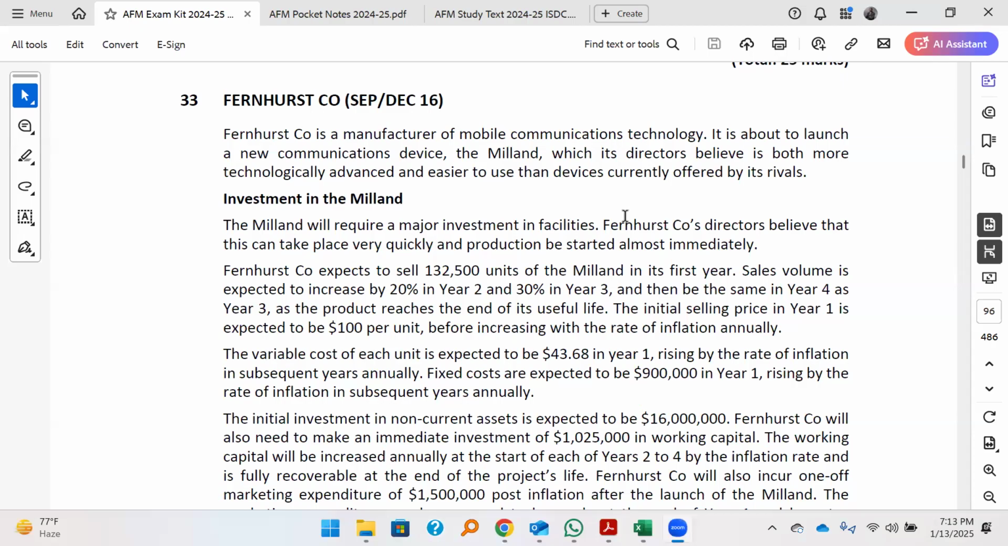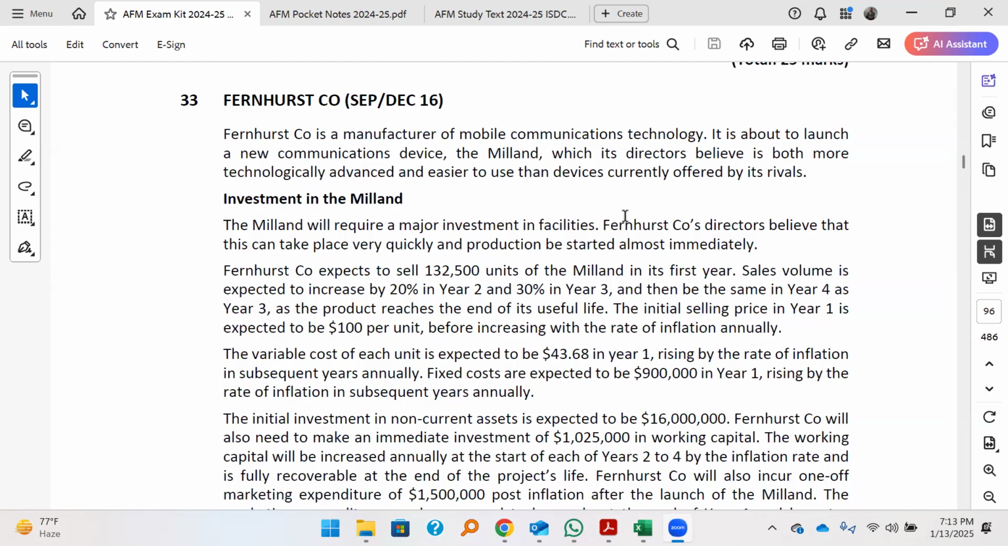So the question is from Fernhurst Co. As I go through, I'm going to also be taking you through some of those best things that you have to do so that you are able to do the questions in the exam very well.